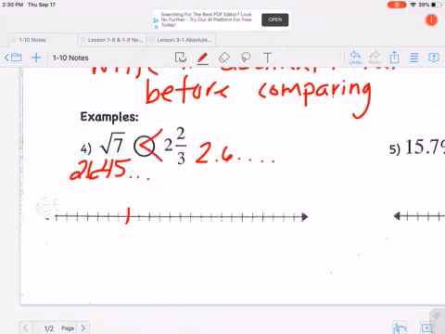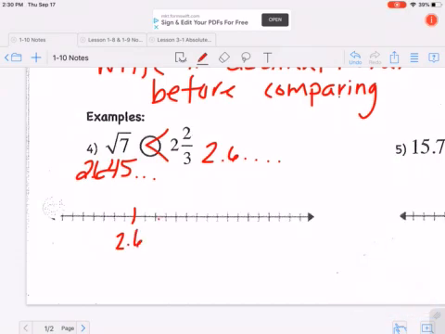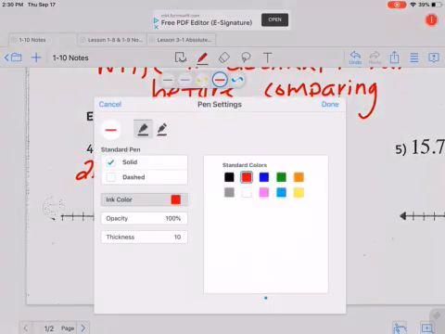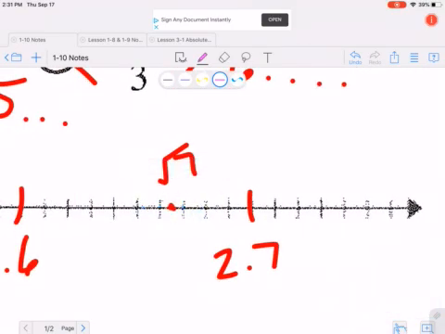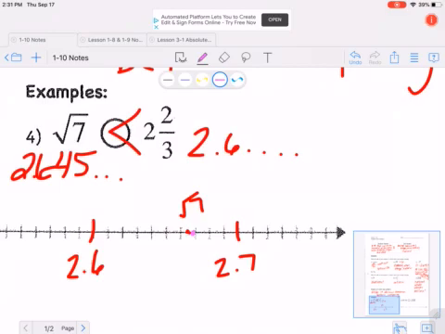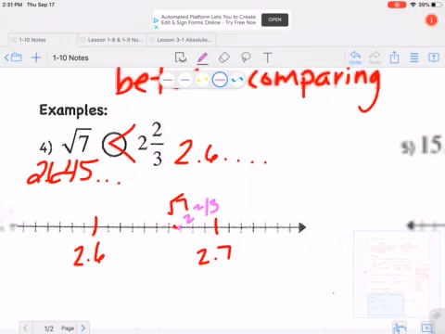So I'm going to list out 2.6 here, and then 2.7. Okay, and 2.645 is going to be about here. So that's the square root of 7. And then 2 2/3 is going to be a little bit after that, about here. And that's going to be 2 2/3.